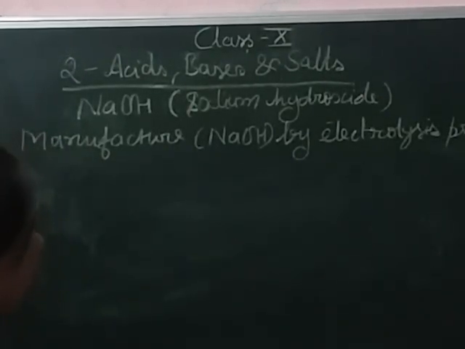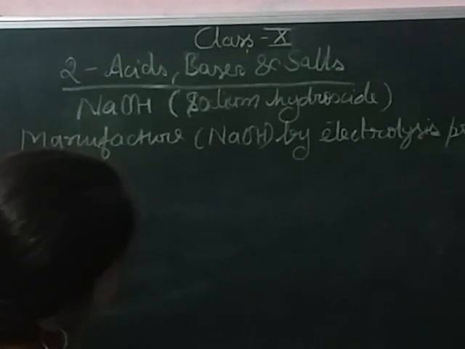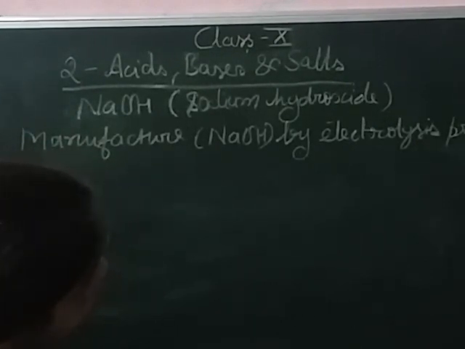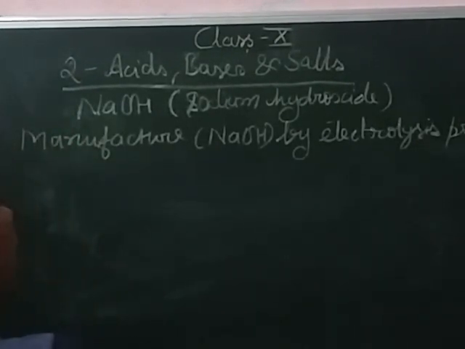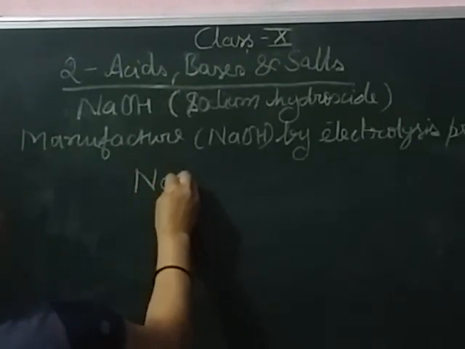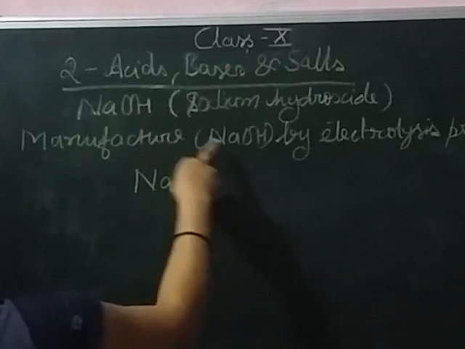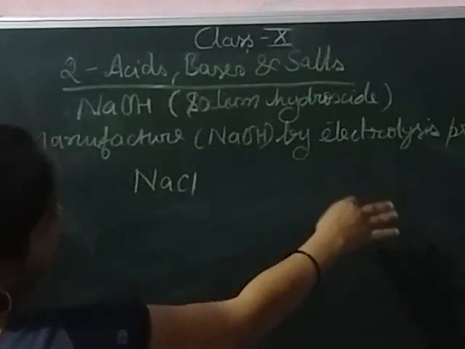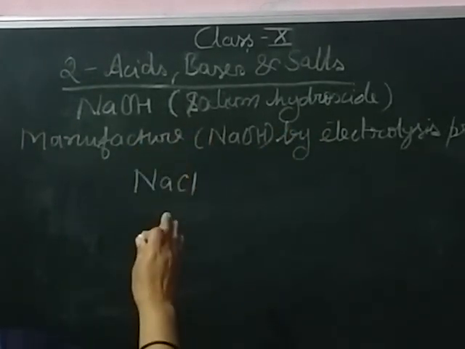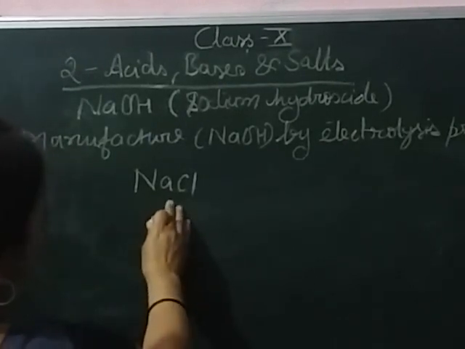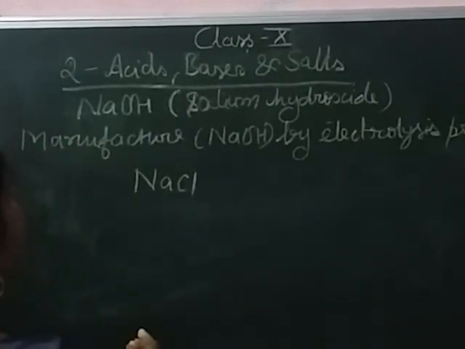So what is the electrolysis of NaCl? It is brine. Brine is an aqueous solution of NaCl. Manufacturing of NaOH by the electrolysis process. In this process we use brine as the electrolyte, the aqueous solution of NaCl.